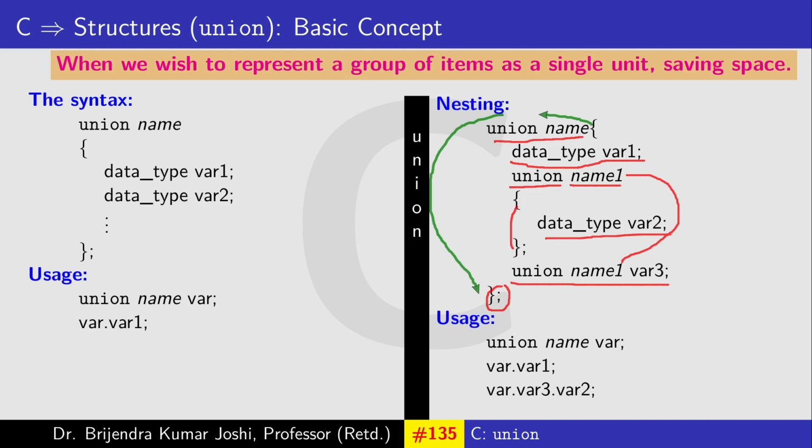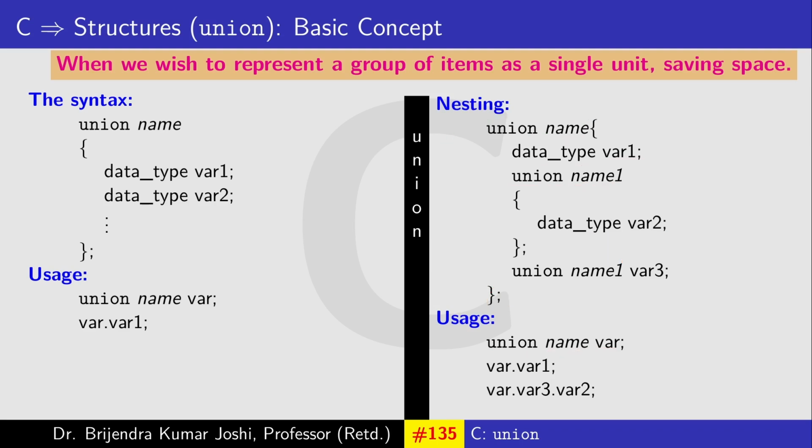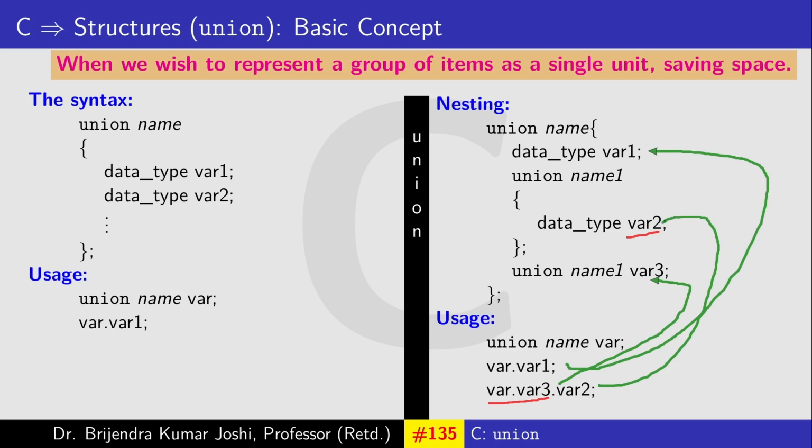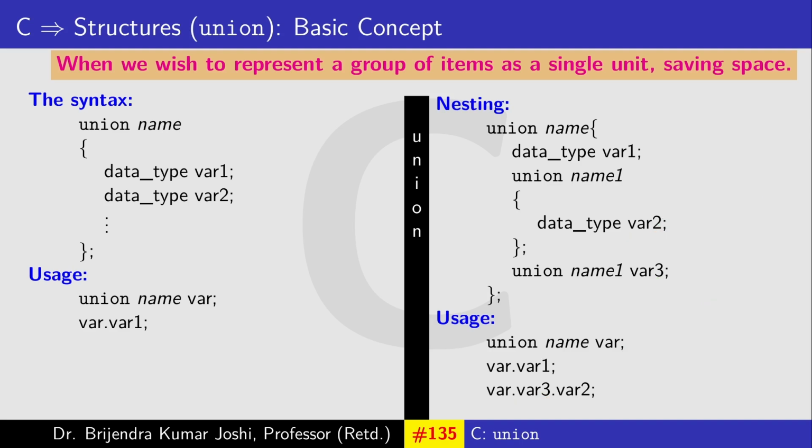And how to make use of it? Union, the name of the union, and some variable of that type. Here I have declared it, then where dot var1. So what will this do? This will access this variable var1. Now if I want to access var2, then I have to say where dot var3, because here it is var3, and inside this, the variable var2. So this is the way we can access the members of a union.